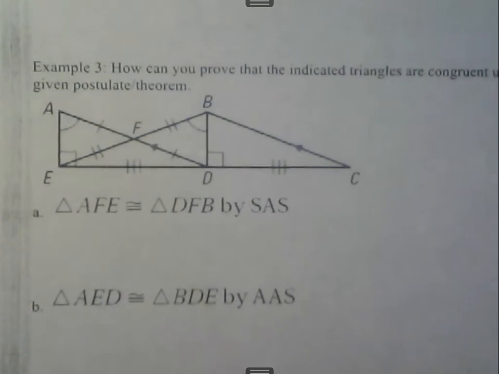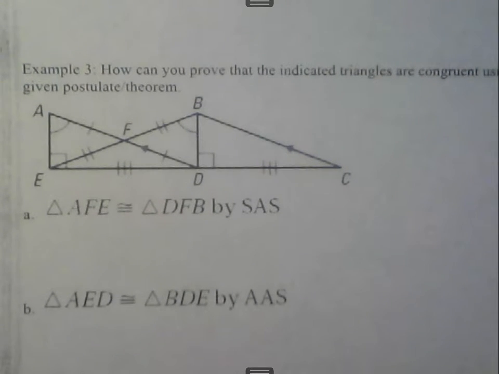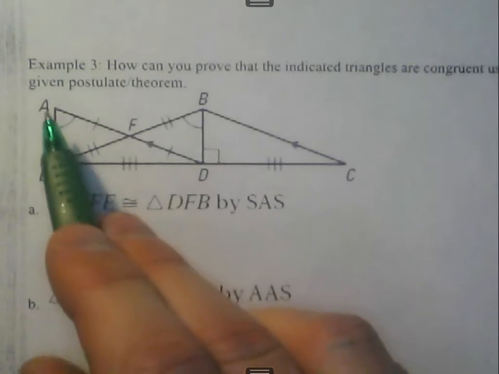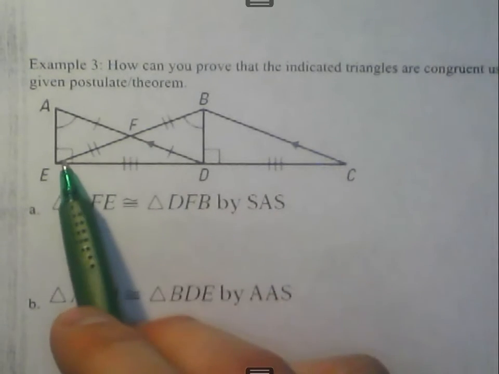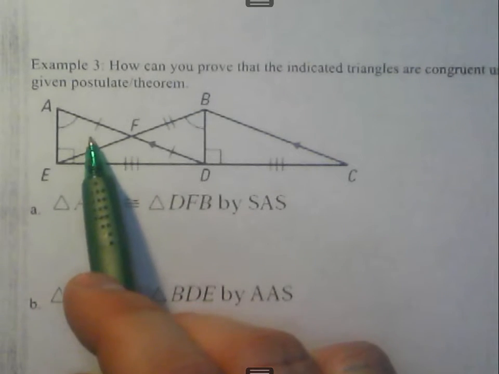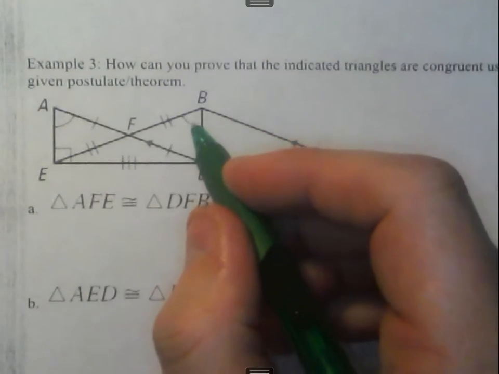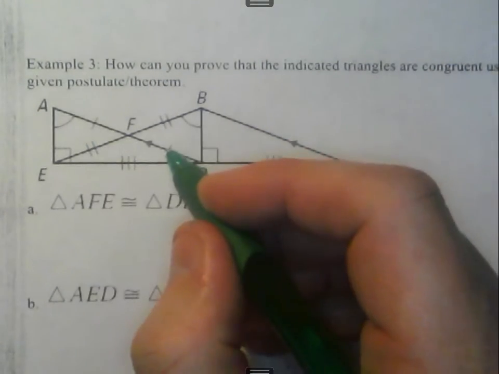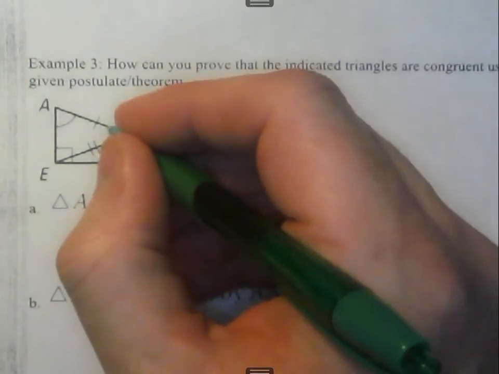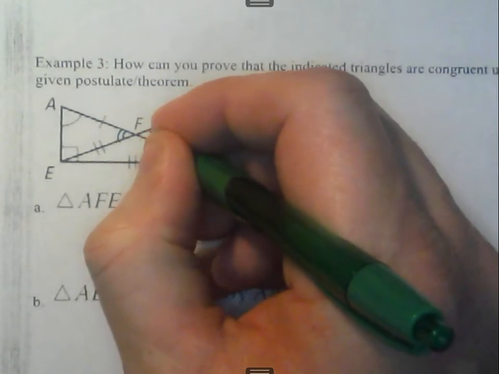Example 3. How can you prove that the indicated triangles are congruent using the given postulate or theorem? So we have a lot of triangles in here. Let's identify what we got. We have A, F, E, and D, F, B. So we're looking at this small triangle here and this small triangle here. Now if we notice, they have an angle that they both share. We have a side that is in both. We have another side that they both share. And something else, we also know that they both share that vertical angle.